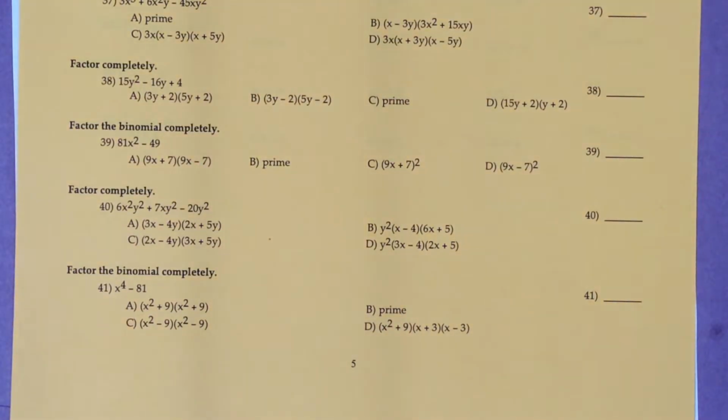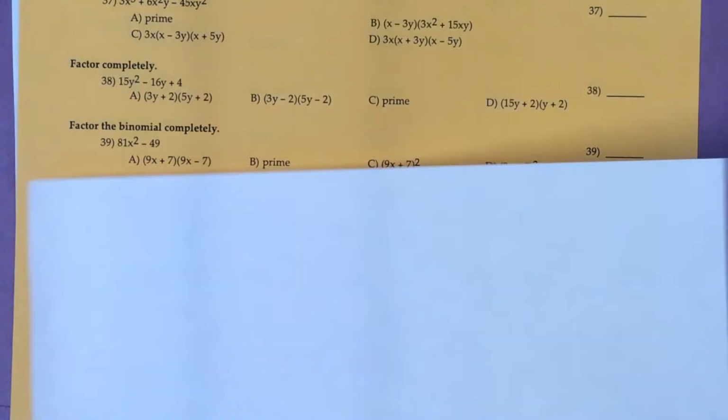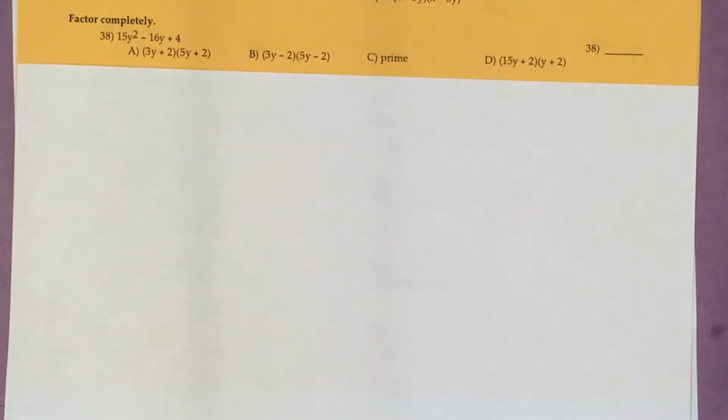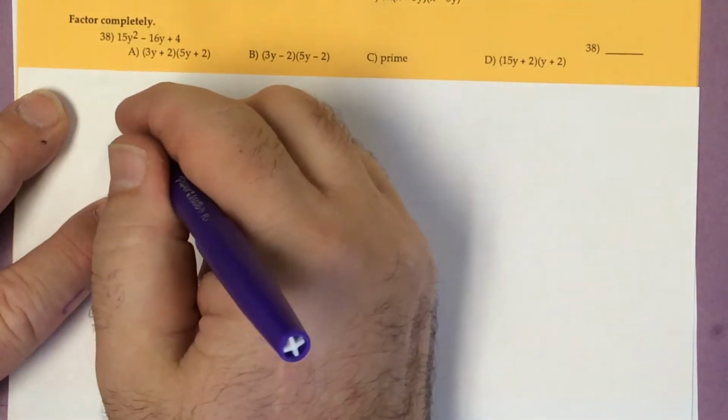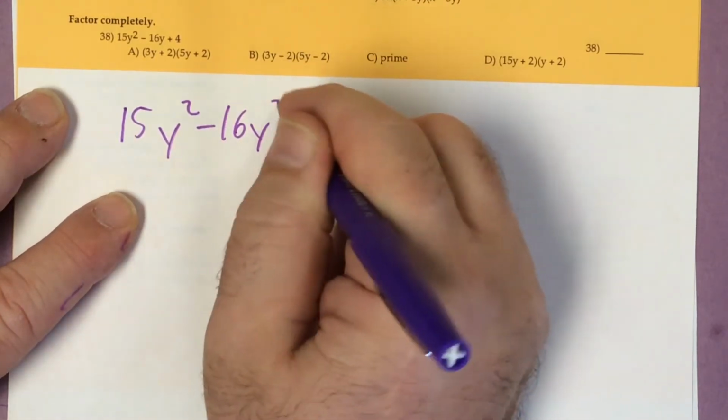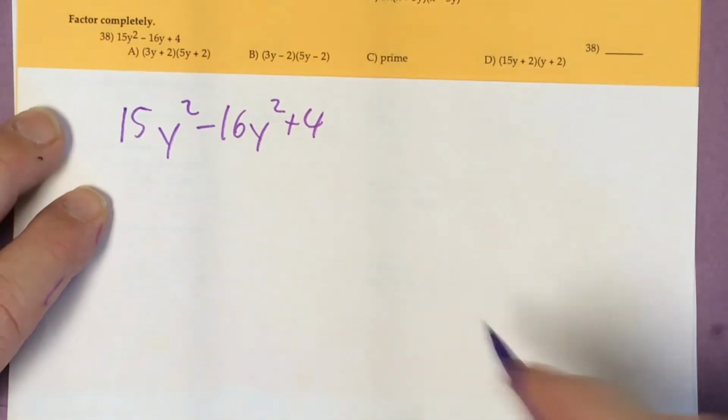Next, 38. Another one we got to factor completely. And in this case, we end up not being able to factor that 15 out, so we're kind of stuck with the 15. So let's go ahead and write that down for 38. 15y squared minus 16y plus 4.